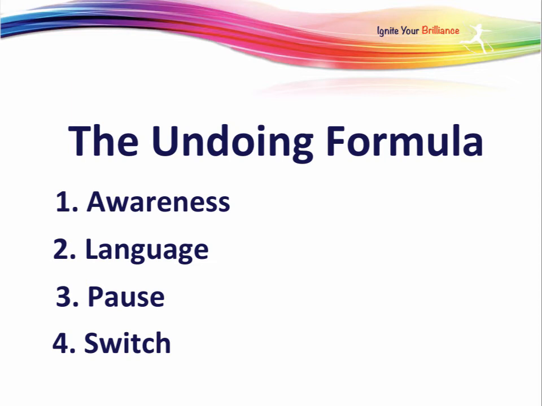The fourth step of the undoing formula is switch. The reason this is really important is that we do tend to, when we get stressed especially, focus not so much on what we want, but on what we don't want. And that's because the brain does have this what's called a negativity bias, and it's really a part of our survival mechanism. And I'll talk a little bit more about that in a later video.